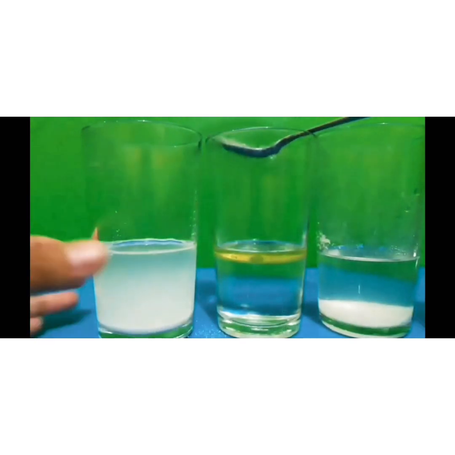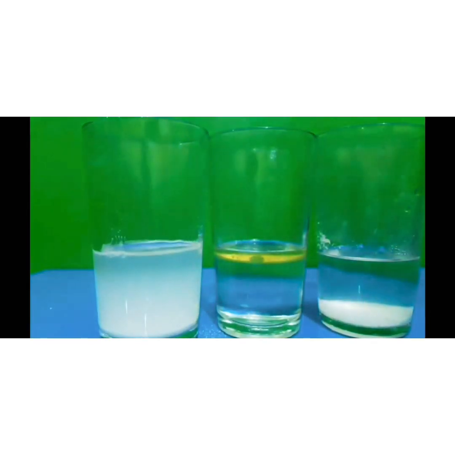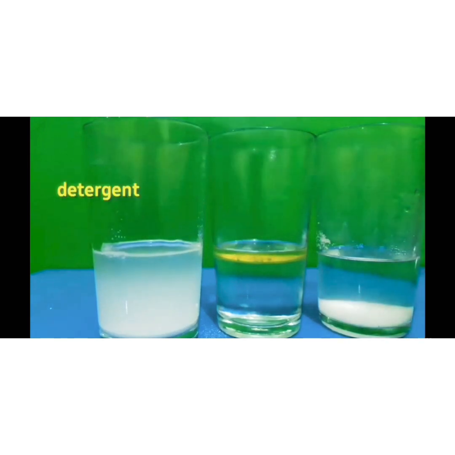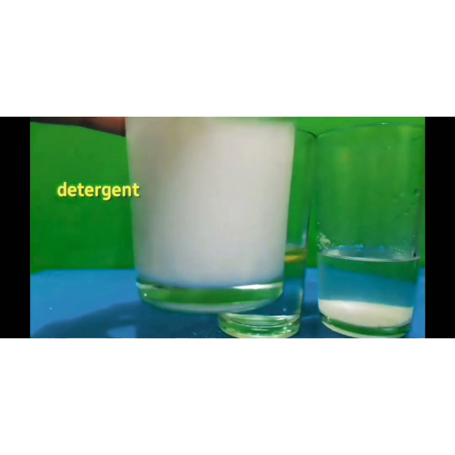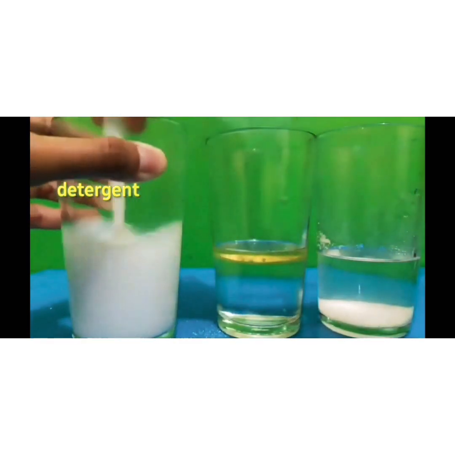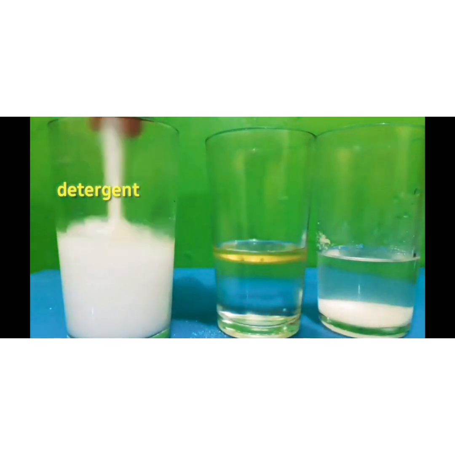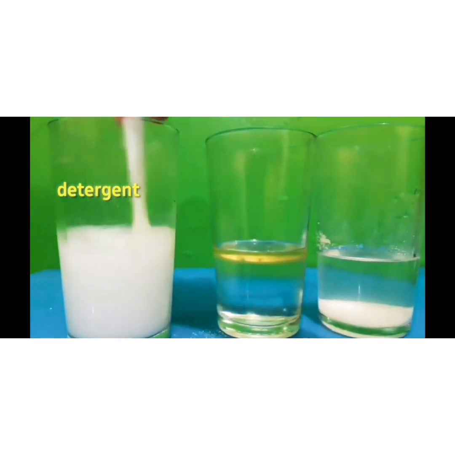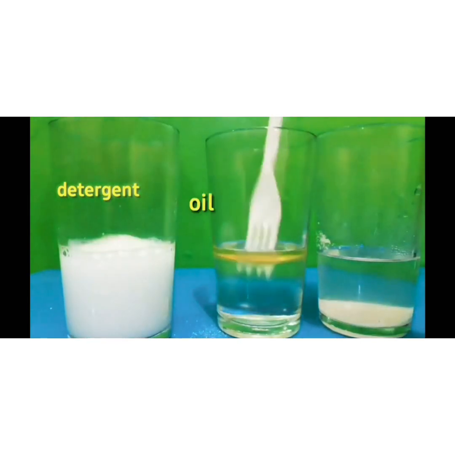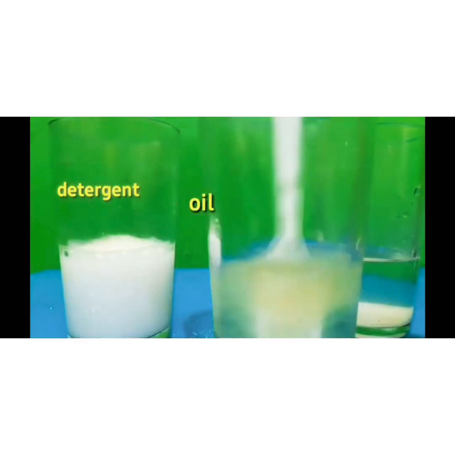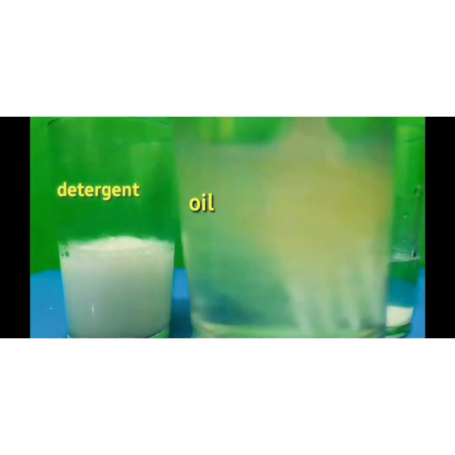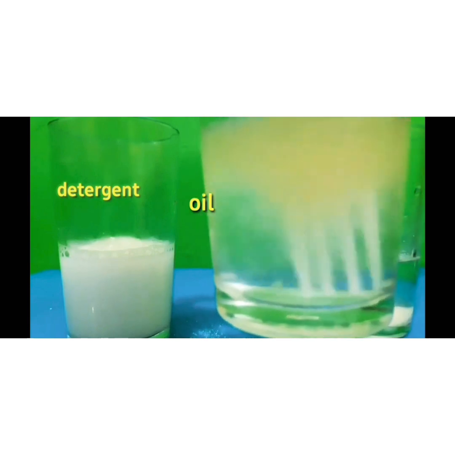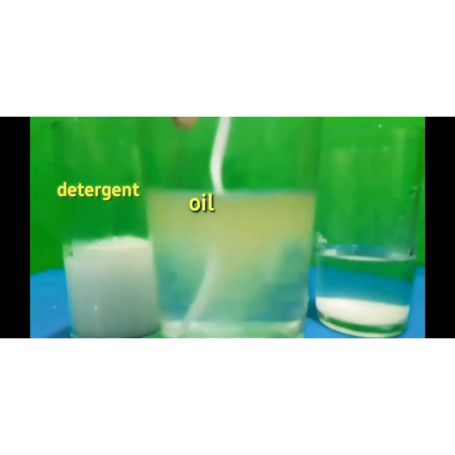Now I'm going to stir the first glass, that in which we put detergent. I'm going to mix it. Let's see if it dissolves or not. You can see some foam on the top. It means the detergent has dissolved. Now I'm going to stir oil in water, but you can see oil is not dissolving. It is staying on the top of the water. So oil does not dissolve in water.